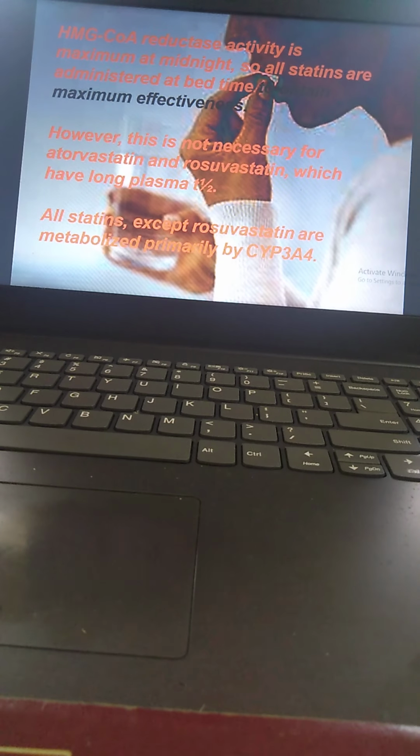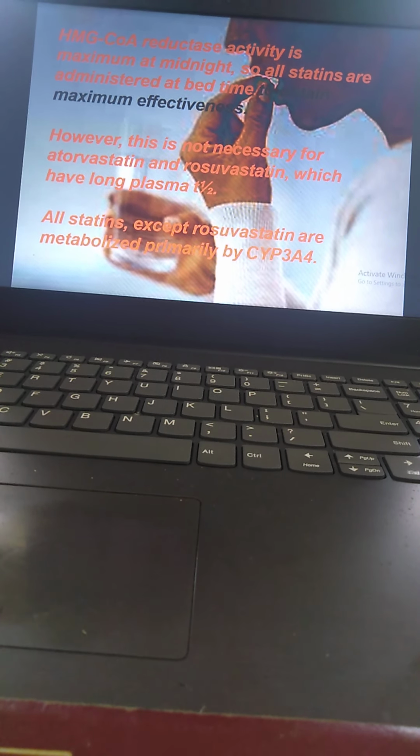Now HMG reductase activity is maximum at midnight. Why do we take it at midnight? We take it at night, so all statins are administered at bedtime. This is called chronopharmacology. At the proper time we have to use it, and this is to obtain the maximum effectiveness.